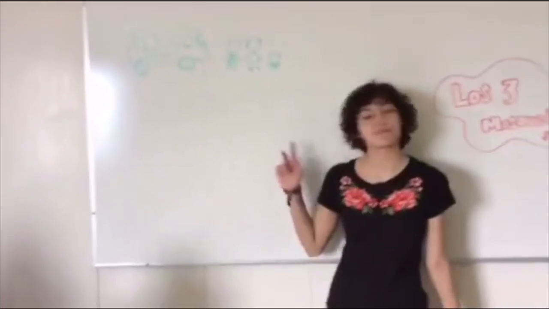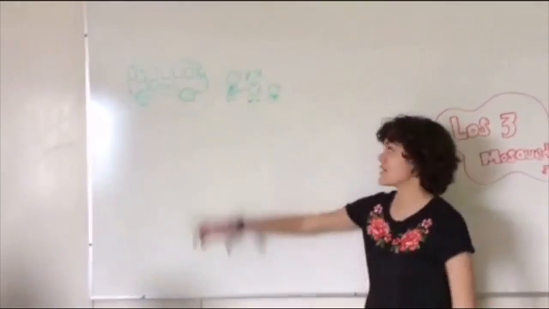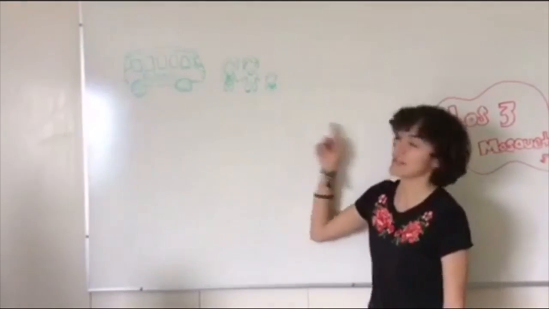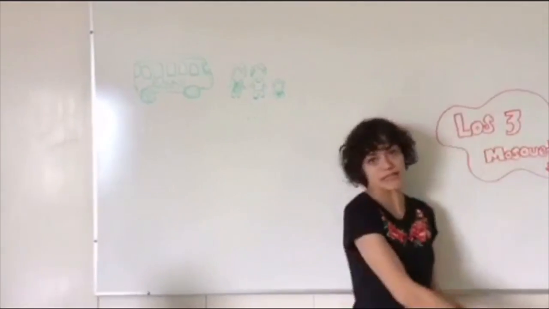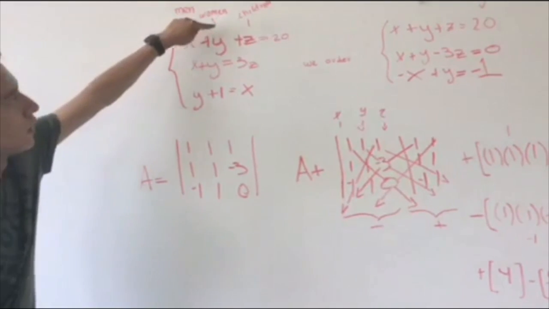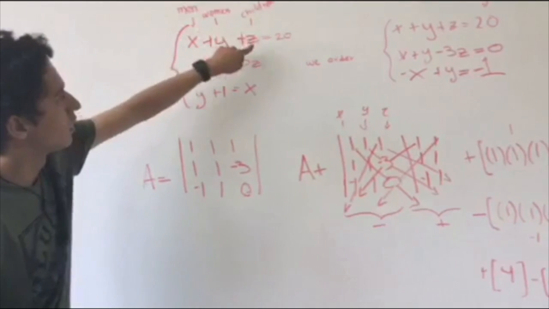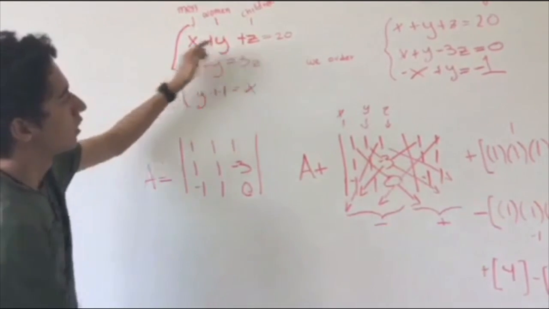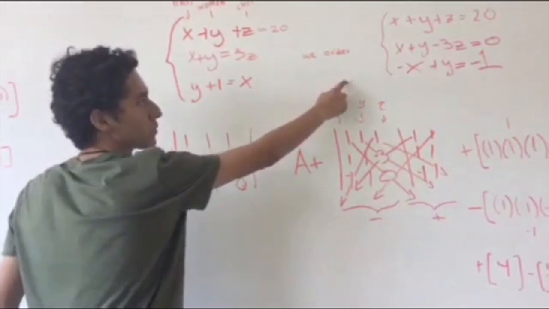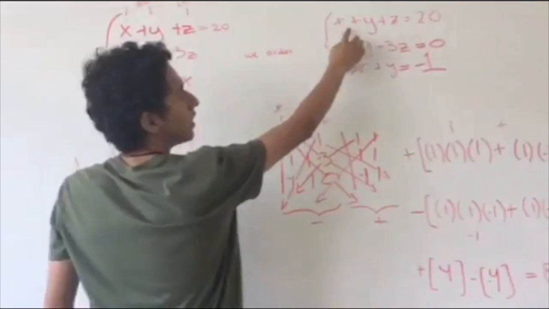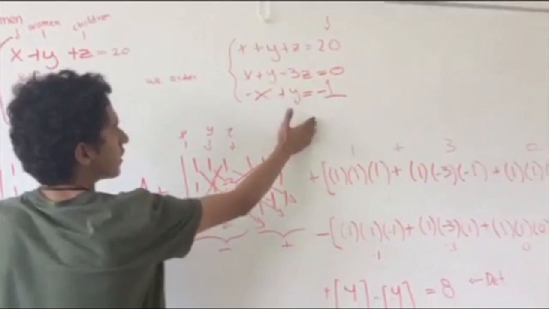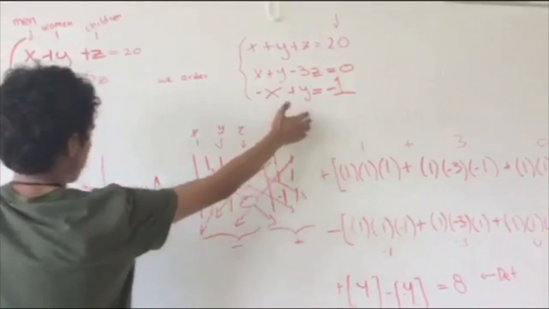In this problem, a group of people is going to a camp. Between men, women, and children, there are 20 people. And we want to know how many women, men, and children are there separately. We have the X that are the men, the Y women, and the Z the children. This is our principal equation. Now we have to order it to have in the third horizontal line the Z that is 0. We can see there the results.